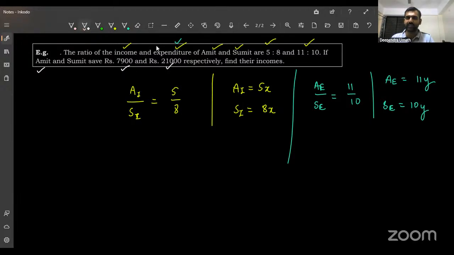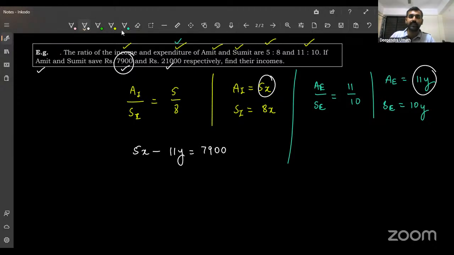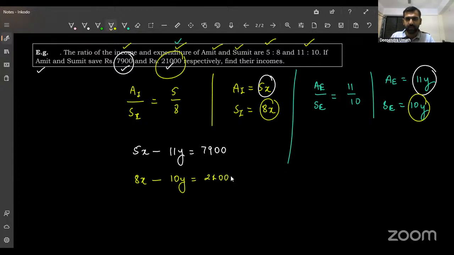Now, how do you calculate saving? Out of income, if you subtract expense. So out of Amit's income, if I subtract Amit's expense, I'll be left with Amit's saving, which is 7,900. Similarly, out of Sumit's income, if I subtract Sumit's expense, which is 10y, I'll get Sumit's saving, which is 21,000. Now, I hope you know how to solve this question further.